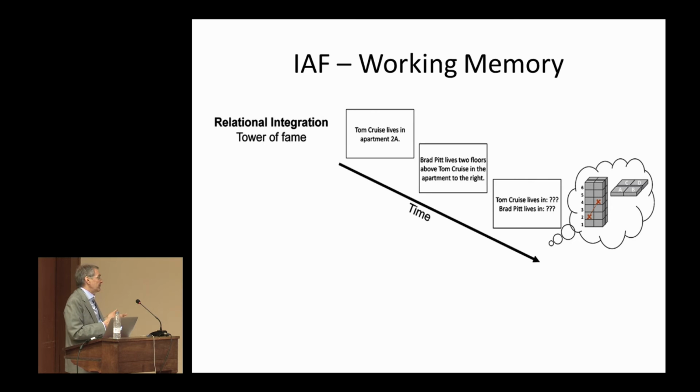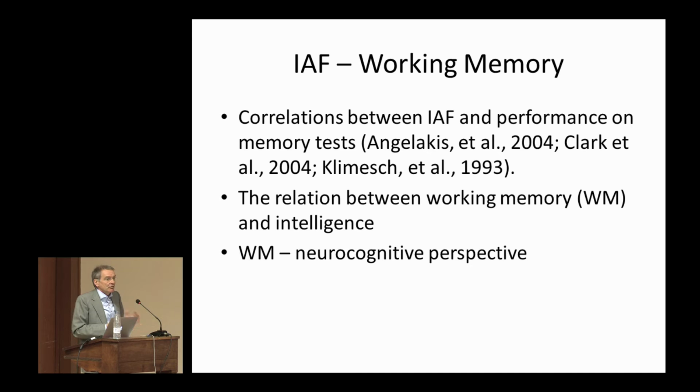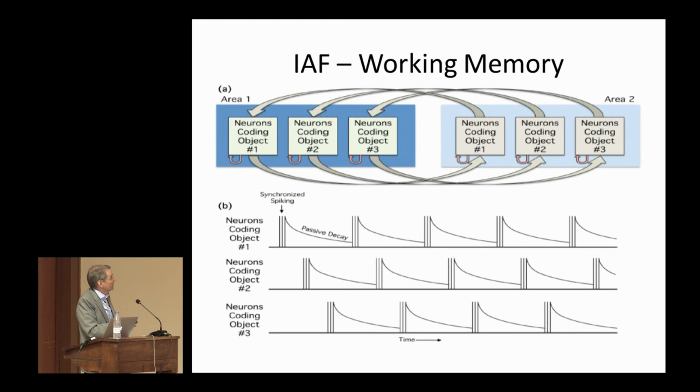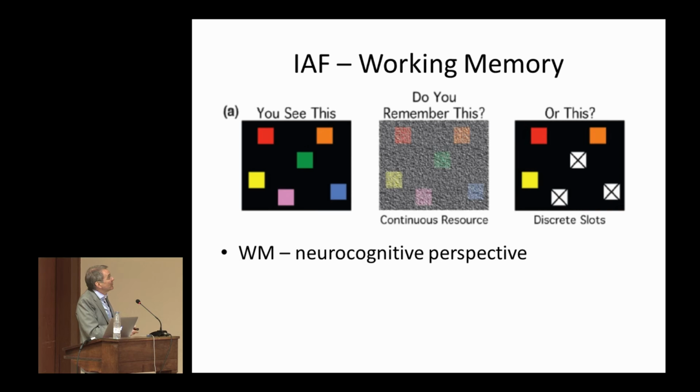Now, another aspect which should be mentioned is the neurocognitive perspective. So you have here 2 theories: a single slot theory, so you can see here the difference, and the continuous resource theory. The single slot theory means that you have 3 slots where you can put in the information. If you're probed, for instance, on this one, and this wasn't in your slot, so it's not there, then you just make a guess.